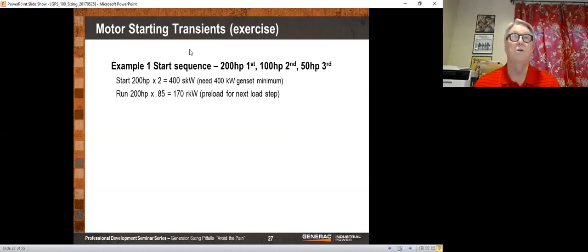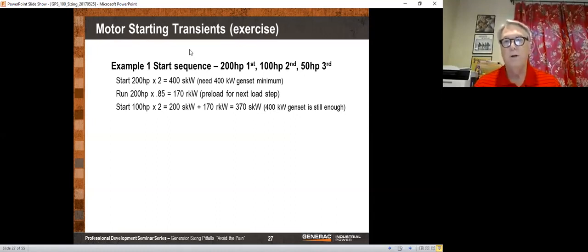So you can't just say, hey, I've got a 100 horsepower motor that's 85 kilowatts, I'll buy myself an 85 kilowatt generator. No, it'll run the motor, but it won't start the motor. Now, once the 200 horsepower is running, we're going to start the 100 horsepower. So 100 times 2 is 200 starting kilowatts, plus the 170 from the 200 horsepower that was already running. So it's going to take 370 kilowatts to start the 100 horsepower motor while the 200 horsepower motor is running. And you'll notice that that is less than 400 starting kilowatts. So 400 kilowatts is still large enough.